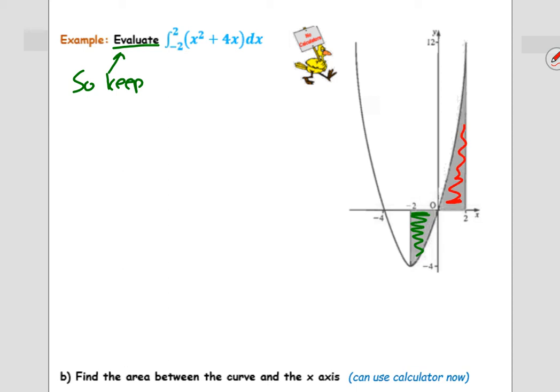So keep any negatives negative, because it's just asking us to evaluate the definite integral. I gave you space so you could do it by hand. Okay, so let's practice doing this one.